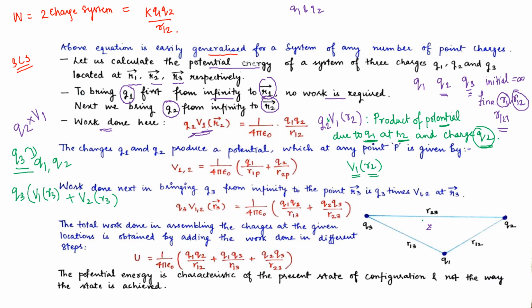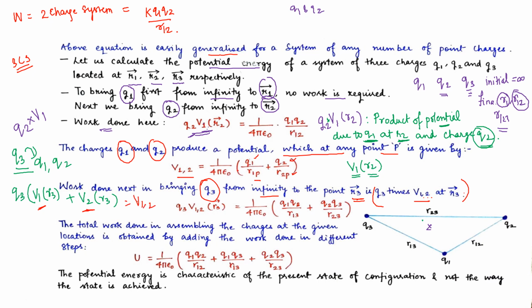Okay, so the charges Q1 and Q2 produce a potential which at any point P is given by V12 equals 1 by 4 pi epsilon naught into Q1 by R1P plus Q2 by R2P. The work done next in bringing Q3 from infinity to the point R3 is given by Q3 times V12 at R3.